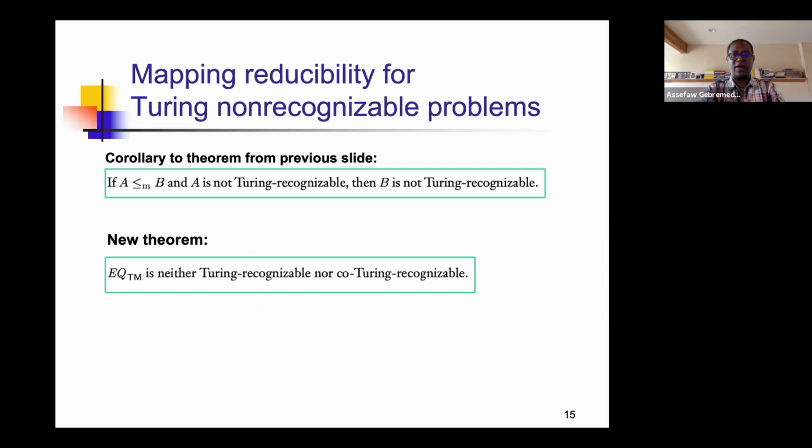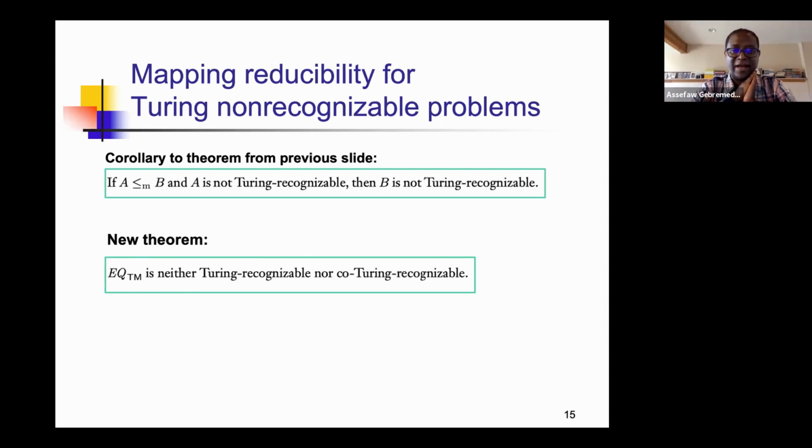But we've got a new one now. This is the place where I come to my 4th, where I will use mapping reducibility to show something that is not Turing recognizable in a new way. And we're going to get a concrete example. And that concrete example of ours is EQ.